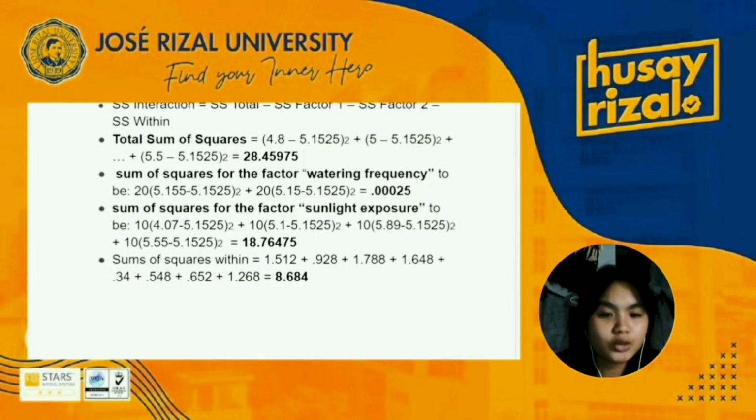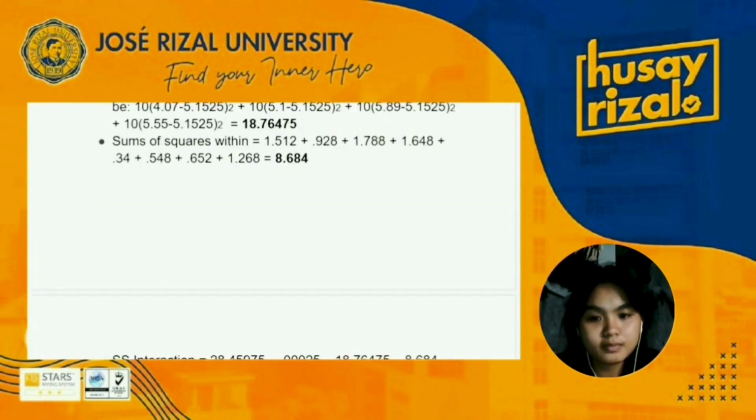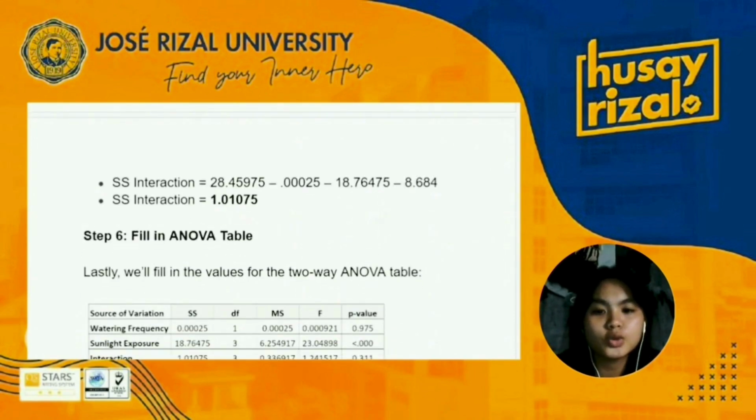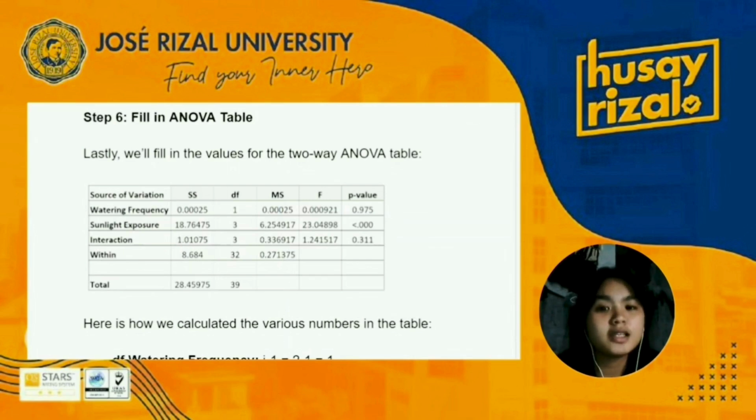Sum of squares within is equal to 1.512 plus 0.928 plus 1.788 plus 1.648 plus 0.34 plus 0.548 plus 0.652 plus 1.268, which is equal to 8.684. So SS interaction is equal to 28.45975 minus 0.0025 minus 18.76475 minus 8.684. The SS interaction is equal to 1.01075.